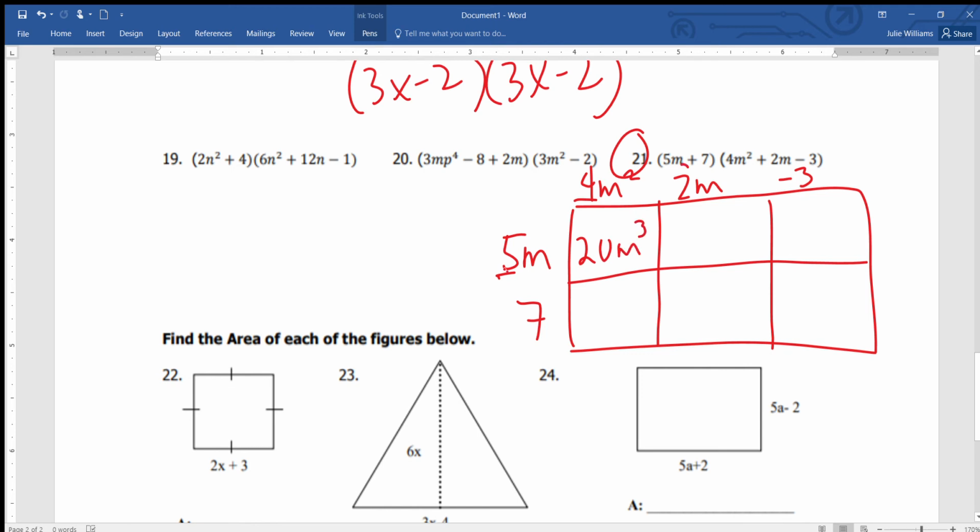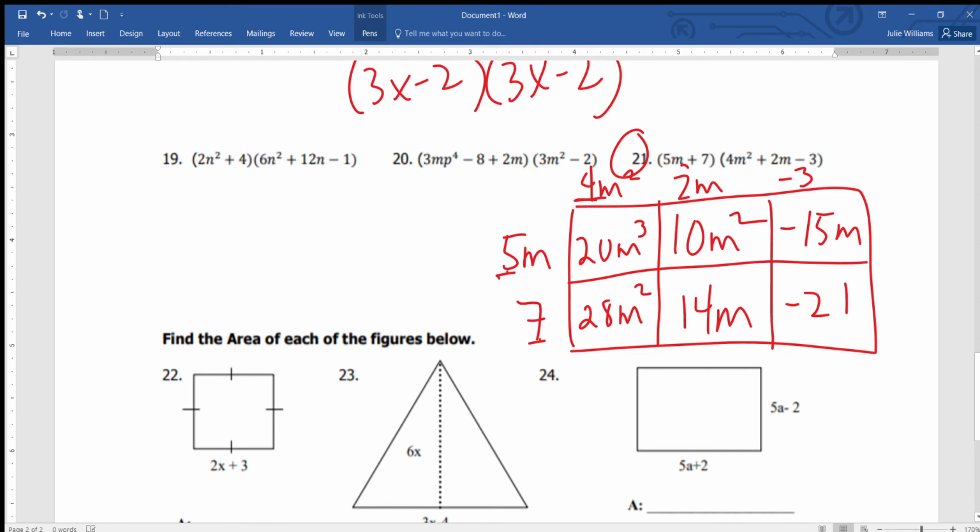Coefficients, 5 times 2, 10, m times m squared. 5 times negative 3, negative 15, and then m. 7 times 4, 28, m squared. 7 times 2m, 14m. 7 times negative 3, negative 21.